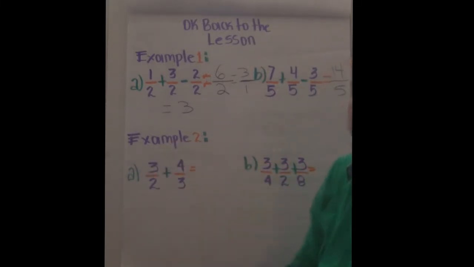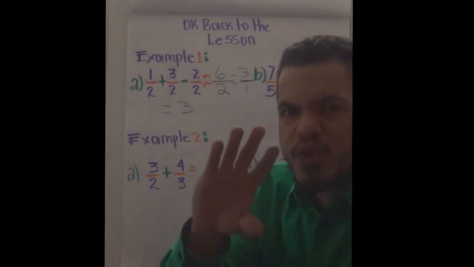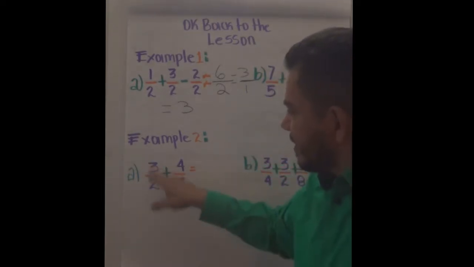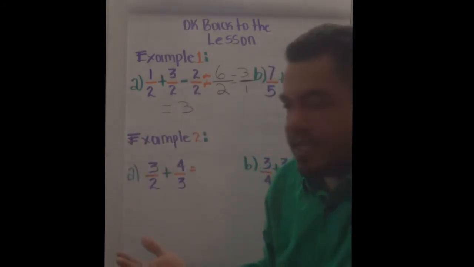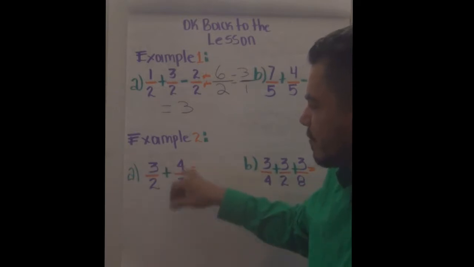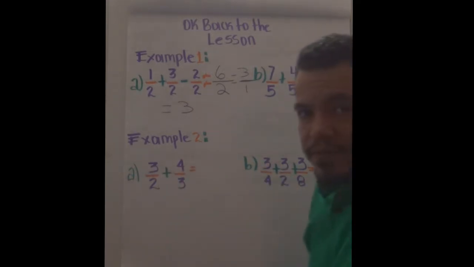Alright, so let's see now. Do they have the same denominator? No, they don't have the same denominator. But then guess what? We're going to make them have the same denominator. These two fractions are part of two different things cut differently. This is 3 out of 2, this is 4 out of 3. So let's turn them into equivalent fractions.